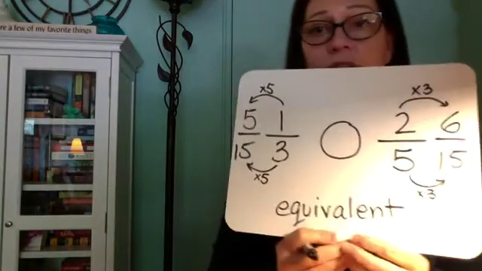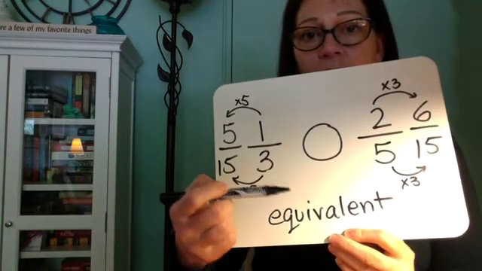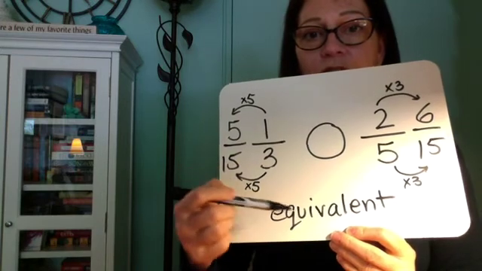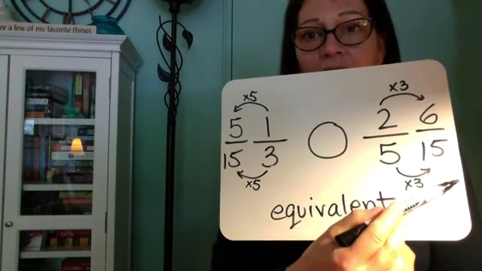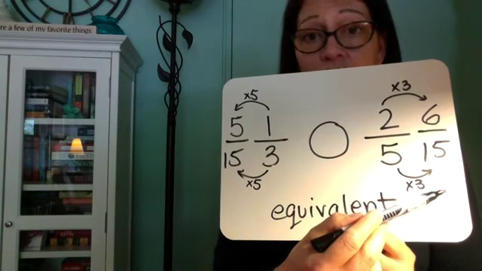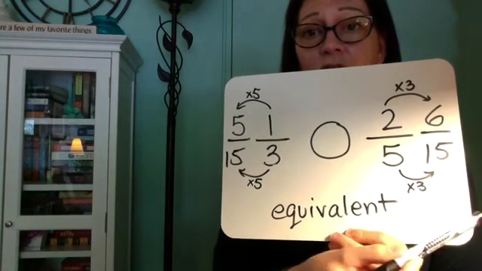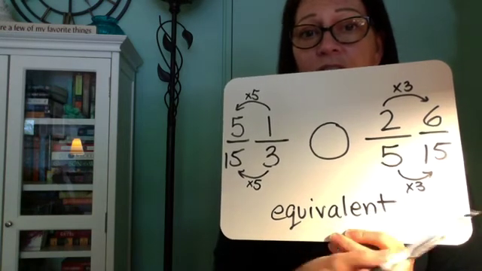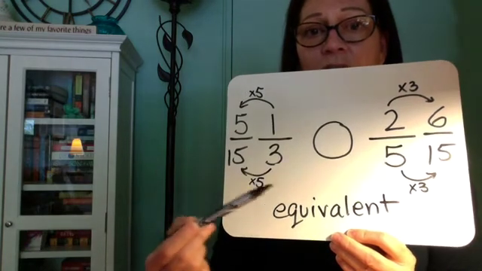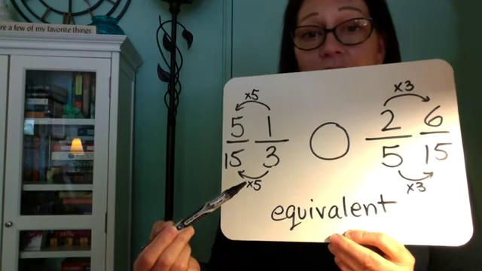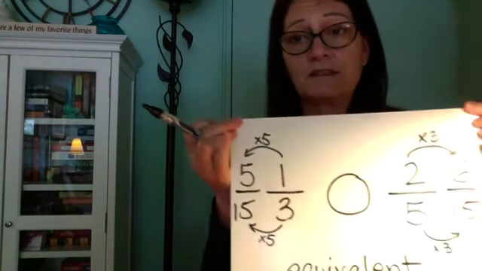Okay, let me look at this again, make sure I got it right. So, I changed my thirds into 15ths. I changed my fifths into 15ths. So now I can compare those two equivalent fractions. I found an equivalent fraction for 2/5, made it 15ths. I found an equivalent fraction for 1/3, and made it 5/15ths. Now I can compare the 15ths.